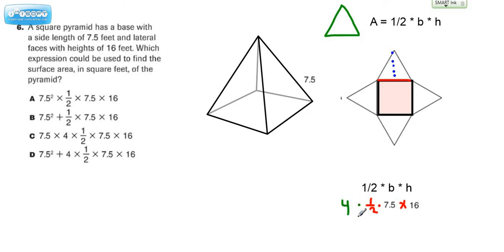So the only thing left is to ask yourself, what am I adding to that? Because remember, that would give you the area of the 4 triangles, but you don't want to forget about the square. You have to add the area of the square in with that to get the surface area of the entire thing. Reflect back to what I said at the beginning, and you should be able to identify which answer choice matches up with what we have here on the page.